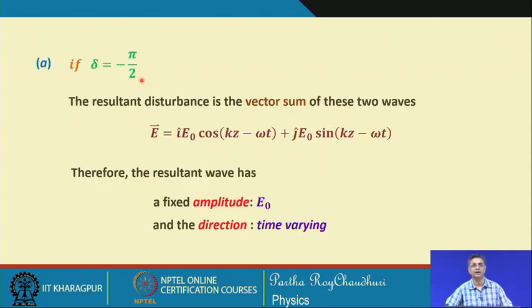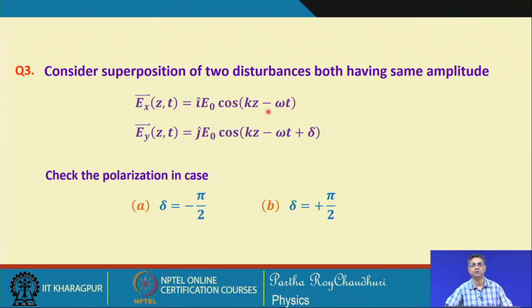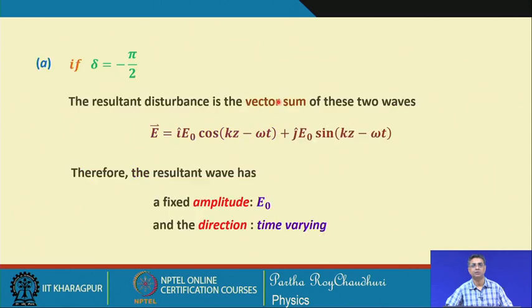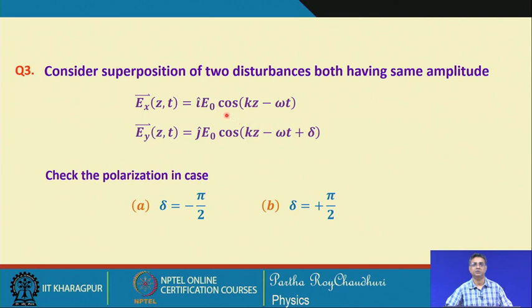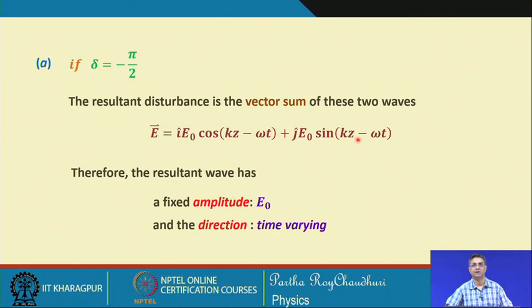Putting delta equal to minus π/2 will make this sine quantity plus π/2. So sine in the second quadrant will be positive. So I write this equation as positive j E0 sin(kz − ωt), but the first quantity remains the same as it is: cos(kz − ωt), and this becomes sin(kz − ωt). So that is what I have written here.